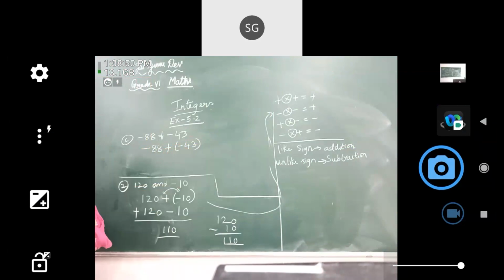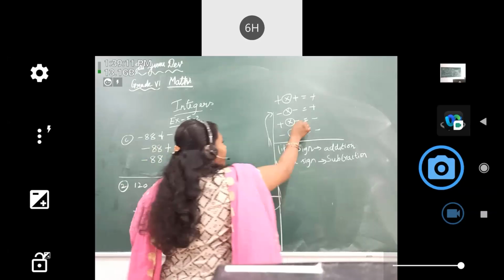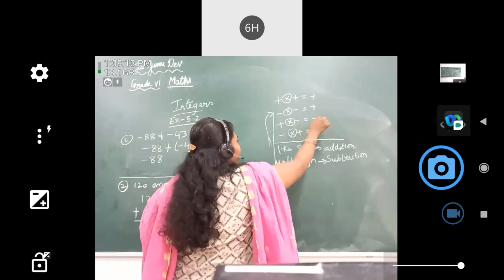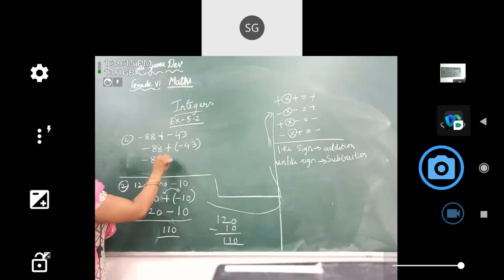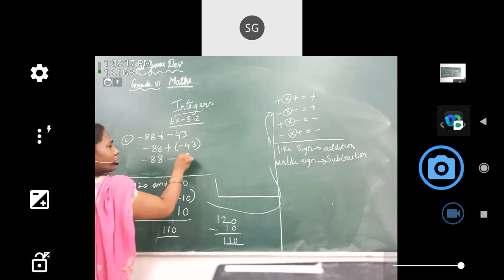Now what should I do? I have a number in my bracket. So what is my next step? Remove the brackets, ma'am. To remove the bracket, I'm multiplying the signs. What is plus into minus? Minus, ma'am. Minus 43. Yes. See, if the signs are different and you multiply them, you will get minus. So plus into minus is minus, minus 43.